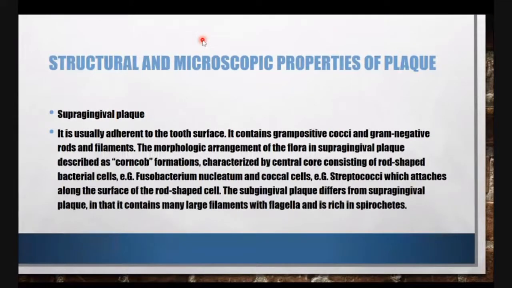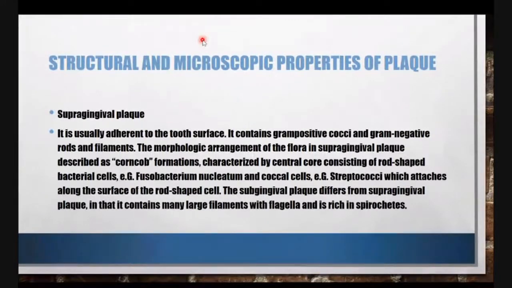Okay, now we have the structural and microscopic properties of the plaque. We start with the supragingival plaque. It is usually adherent to the tooth surface, containing gram-positive cocci or gram-negative rods and filaments. The morphologic arrangement of the supragingival plaque is described as corn-cob, meaning like the corn cob, the same idea.